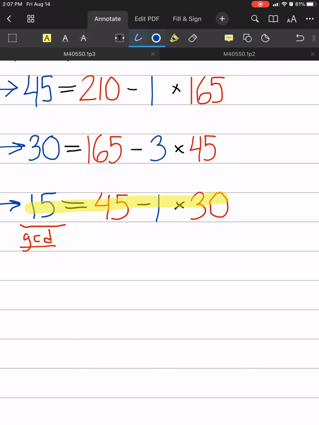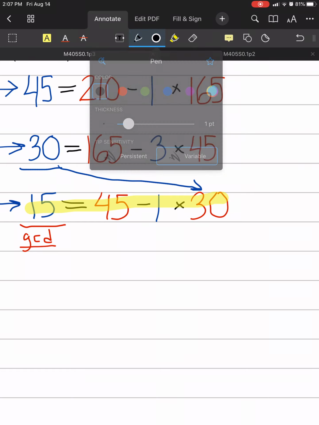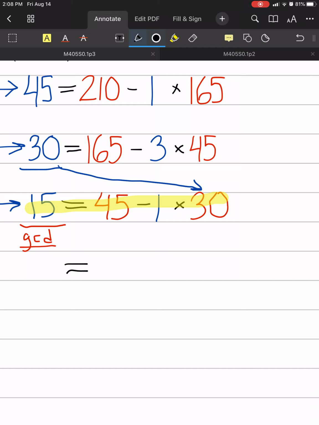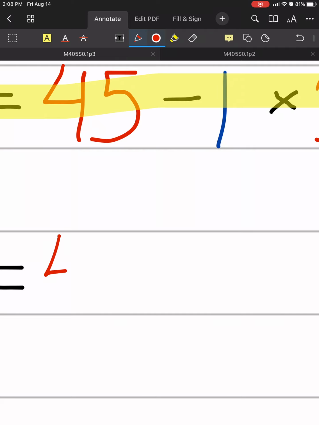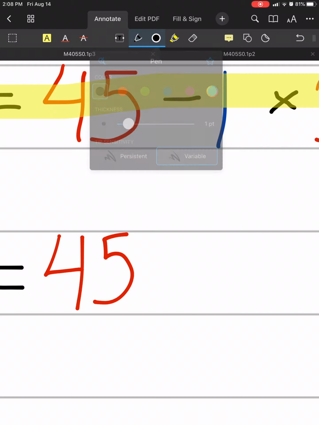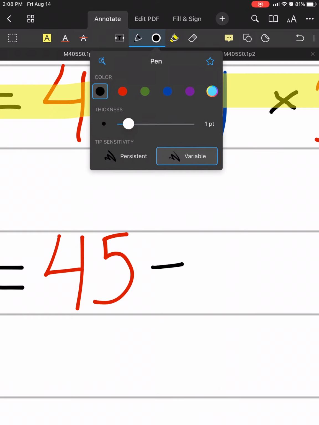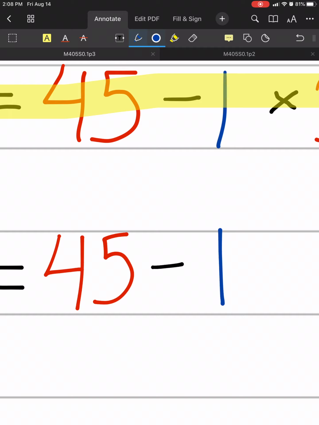So let me do that here. In other words, I'm going to take this 30 and plug it in for this 30 down here. So let me show you what I mean, and then I'll have you all do the last step on your own. So here, I'm going to leave that 45 alone for now. Hang on, let's zoom in a little bit. Leave the 45 alone for now, and I am going to subtract. I'm going to leave that 1 alone. That's not what I'm changing either.